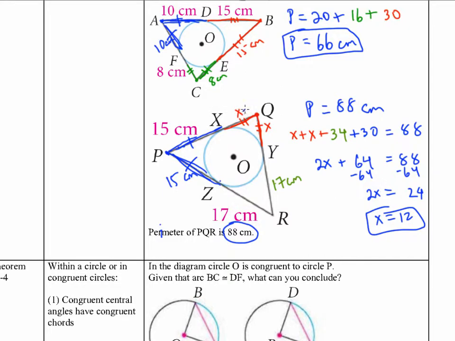And you can even plug that in to check to see if you're right. So 12 plus 12 is 24. 15 plus 15 is 30. So 30 plus 24, that's 54. 54 plus 17 times 2 is 34. So 54 plus 34, that's going to give you 88, which is exactly what we wanted. So yes, that works.